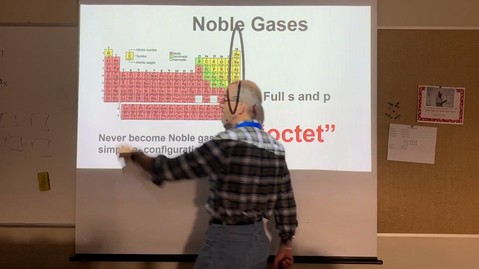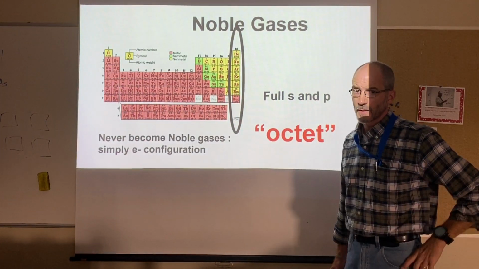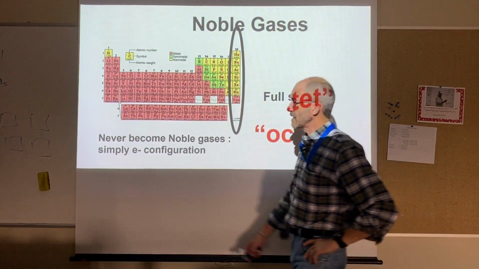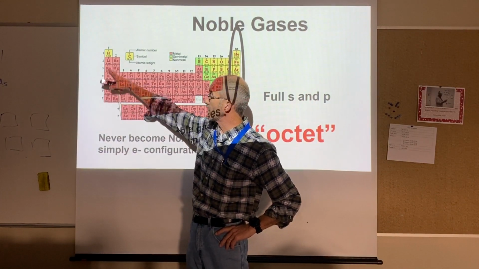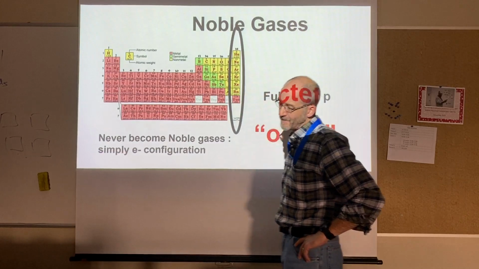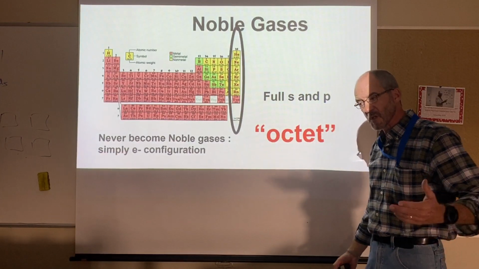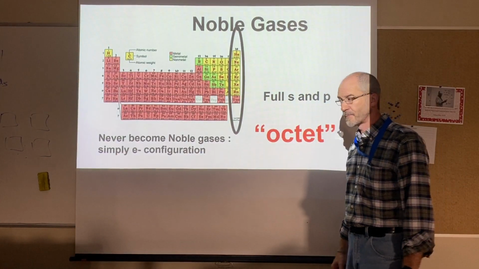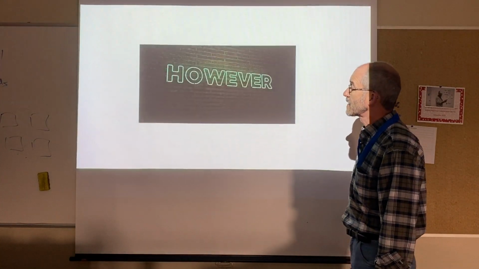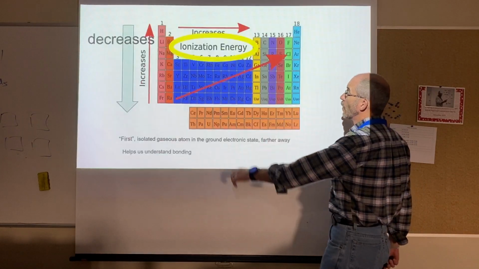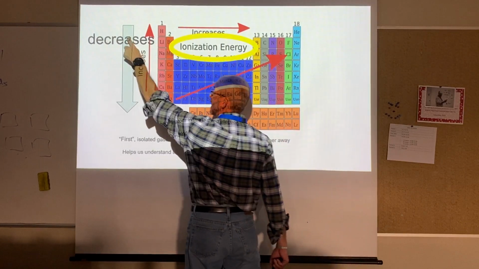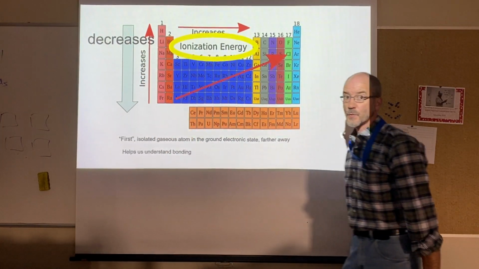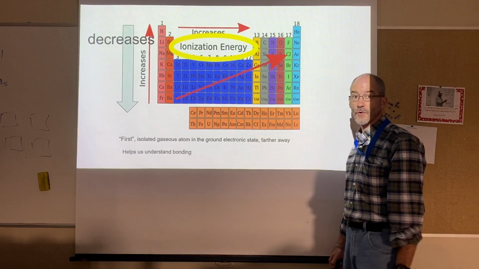If I was here, I probably wouldn't want to give my electron up. But if I was here, I would probably give my electron up a little bit more easily. And if I was down here and these electrons were pretty shielded from the nucleus, then it probably wouldn't be as hard to pluck one of those off either. So we go back to the slide that we were looking at. The ionization energy increases as we go across and it decreases as we go down. So that's another trend.